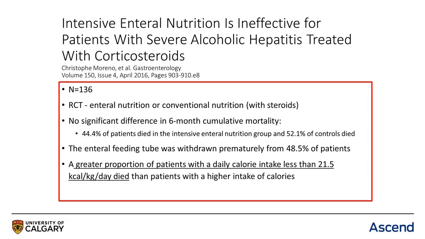This study was more recent, done in 2016, and randomized patients to steroids plus standard nutrition or steroids plus sticking the feeding tube down and giving them enteral nutrition. They also didn't find a difference in the mortality rate, but they did find that patients who were getting less than 21.5 kilocalories per kilogram per day, when I'm telling you it's closer to 35 that we're targeting, died more. So there is some dose response in the patients who have alcoholic hepatitis. I just don't think we have the studies yet done with the right population to really define what the benefit is.